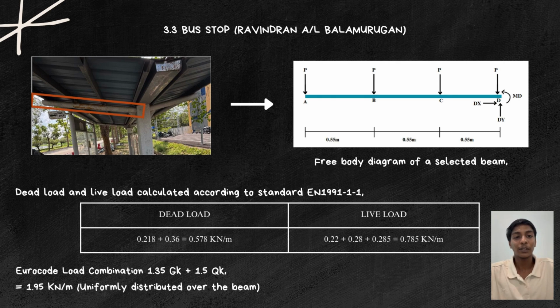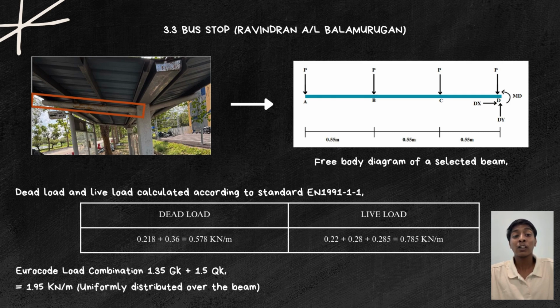Hello doctor, my name is Ravindran. The beam I selected for the analysis is a part of the beam from a bus stop. It is identified as a cantilever beam. It has only one support at the edge of the beam. It is fixed. It has a 4-point load. The distance between every point load is 0.55 meter.